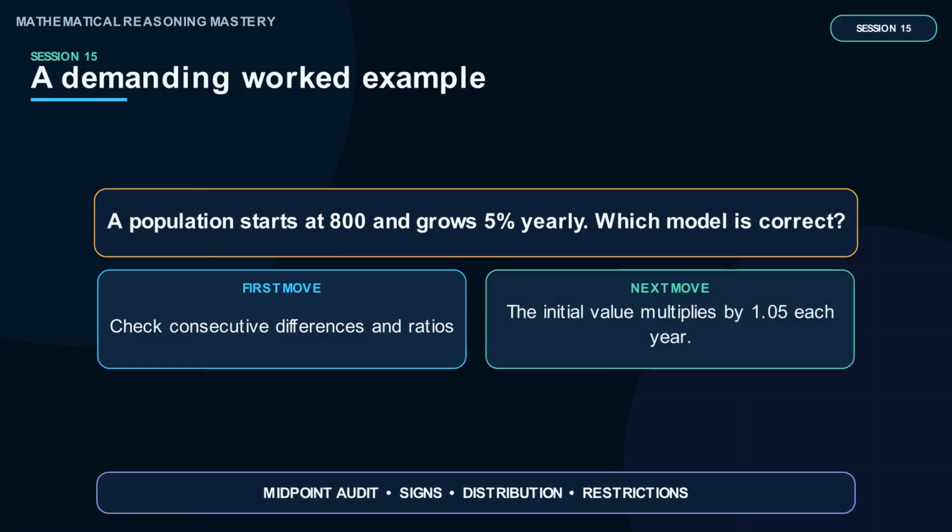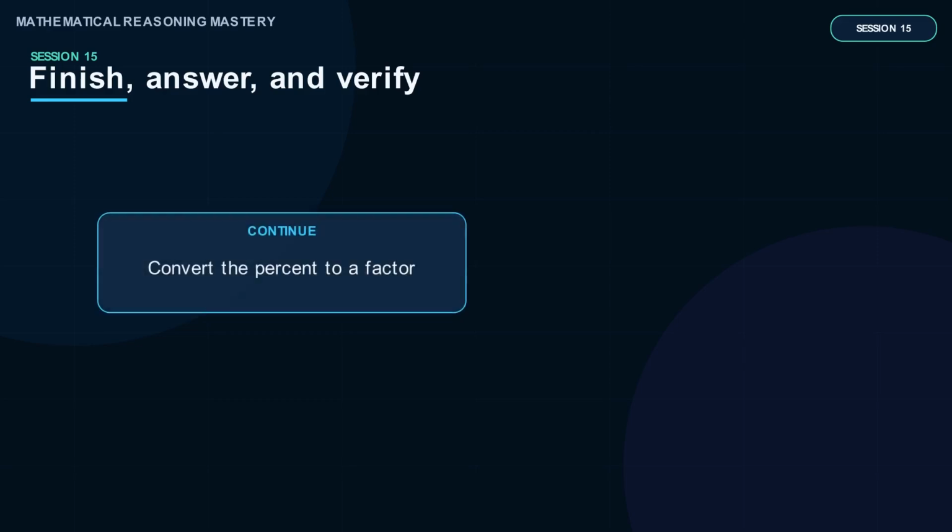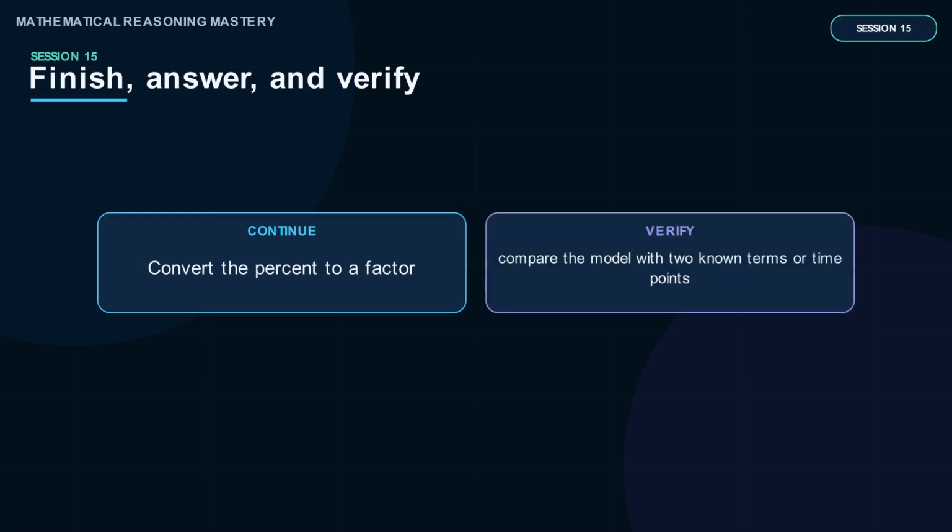Pause for a midpoint audit. Check copied values, signs, units, restrictions, and whether the current result is the requested quantity or only an intermediate value. Continue by applying this control. Convert the percent to a factor. The explanation supports one option without relying on its position. The mathematical conclusion is 800 times 1.05 to the power t. State it with any required units, interval notation, or restrictions.